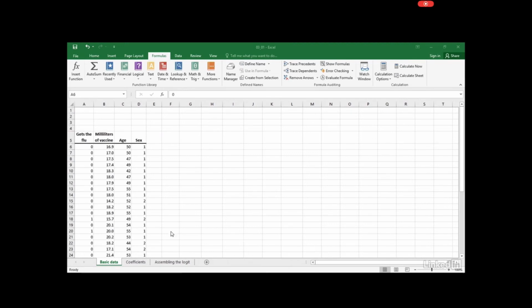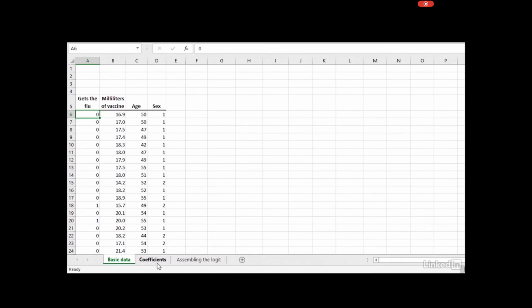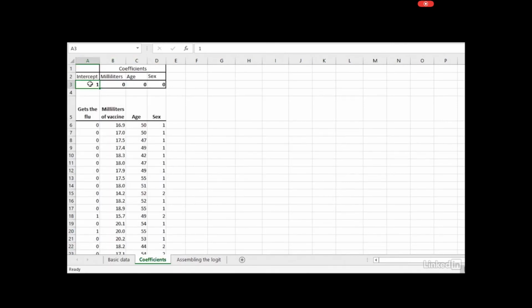So let's go now to take a look at the actual coefficients. And here we see the actual intercept and the milliliters of the dosage, the coefficient for the person's age, and the coefficient for the person's sex. Our goal is to develop an equation that looks like a standard regression equation. It'll have an intercept and coefficients that we use to multiply the observed values in rows 6 and below on the predictor variables, dosage, age, and sex. And the intercept and the coefficients will occupy cells A3 through D3, just as shown there with 1s and 0s at present. And to make the interpretation easier, I've named the cells.